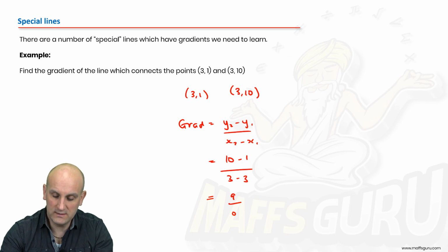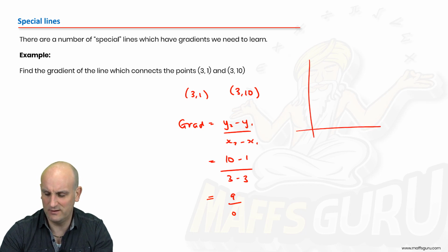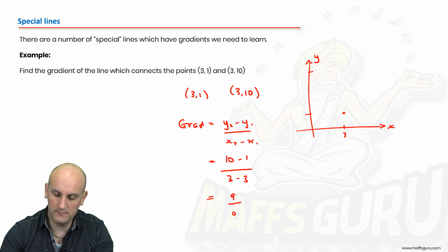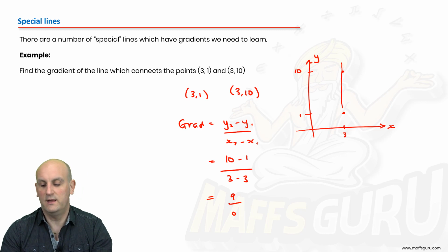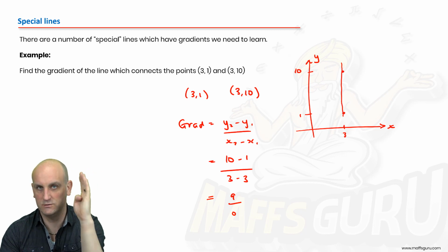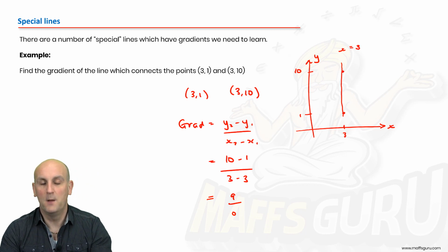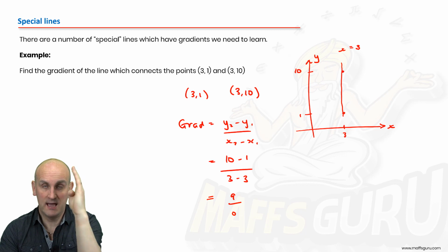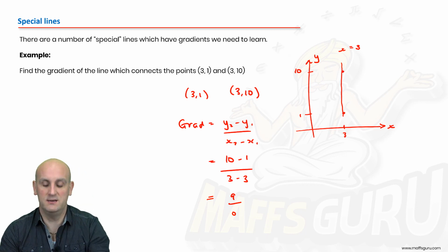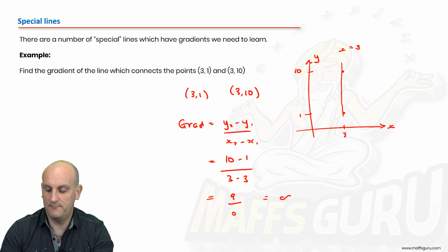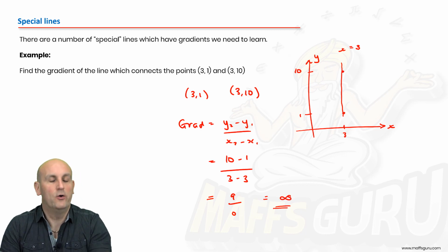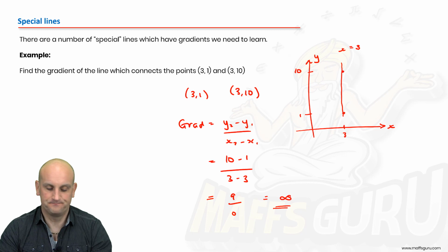If we were to again draw these points, 3, 1 is there, and 3, 10 could be here. And lo and behold, if I join those 2 points together, they are in fact a perfectly vertical straight line. Now, again, the equation of this is x equals 3. We'll come back to that again a bit later on. But vertical lines have an infinite gradient or an undefined gradient. So I could put here that sideways 8, or just say the gradient is undefined.